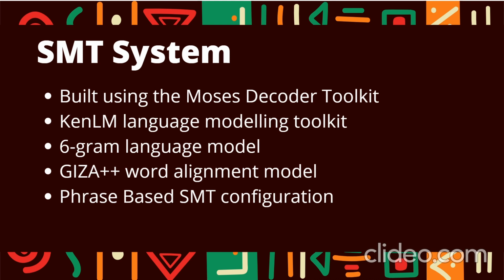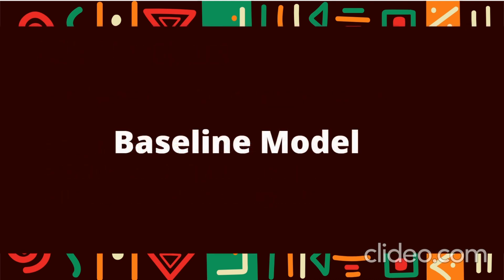Prior to the advent of neural networks, statistical machine translation was the state of the art. This method made use of probability distribution-based models to perform translations. As such, in this project, the SMT systems were built using the Moses Decoder Toolkit, KenLM language modeling toolkit with a 6-gram language model, along with the GIZA++ word alignment model, and they were phrase-based SMT configured, as phrase-based statistical machine translation is the most widely used form of SMT.